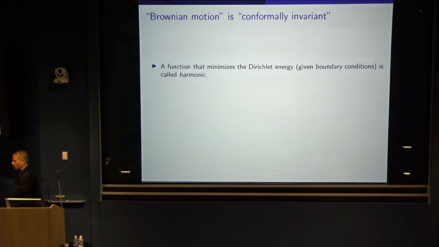All right. You can use this to prove other things. We've started with 1 plus 1 equals 2. We got this. We can take a stepping stone and prove something else about 2 dimensions. So a function that minimizes the Dirichlet energy, given its boundary conditions, is called harmonic.